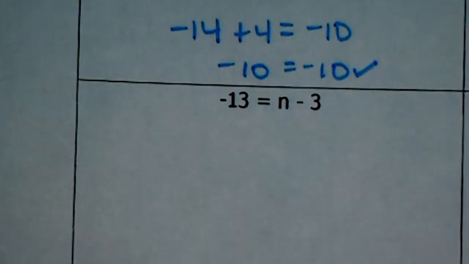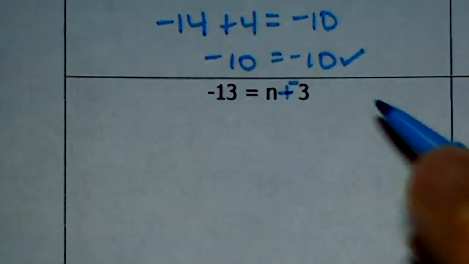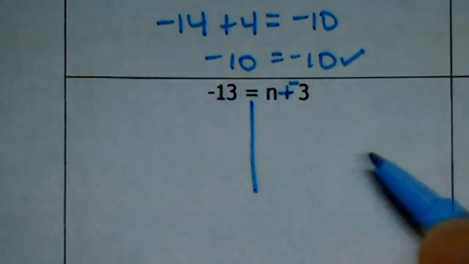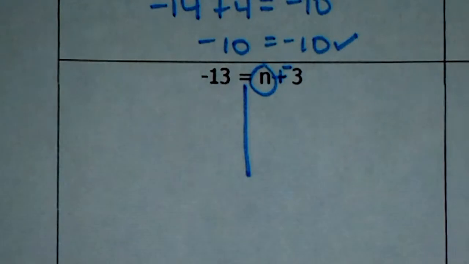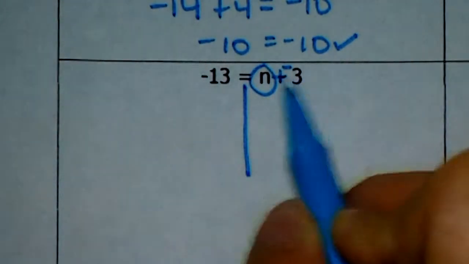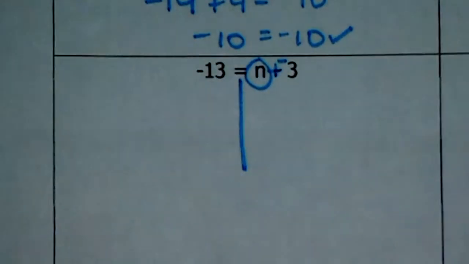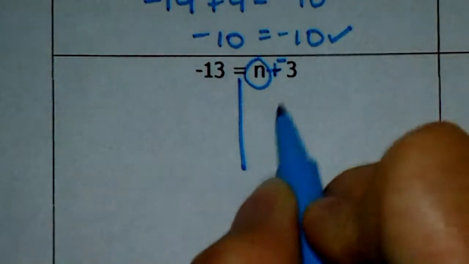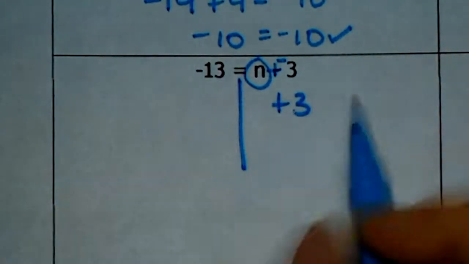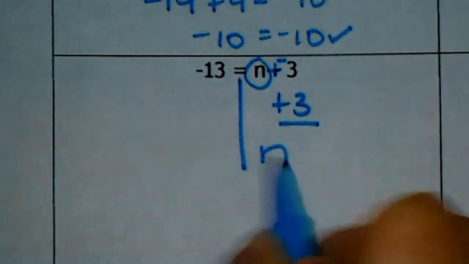Next equation here. Oh, I see some subtraction, so I'm going to keep change that. N minus 3 becomes n plus -3. I'm going to draw my line to separate one side from the other. I want the n by itself. That means I need to get rid of this -3 because it's on the same side the n is on, and n wants to be alone. It's okay that it's on the right. To cancel out this -3 that's being added, I just need to add a +3. -3 plus +3 is 0, so we got n by itself.